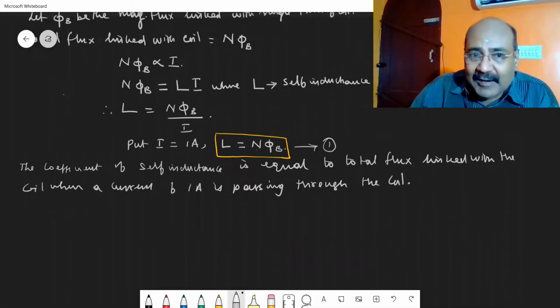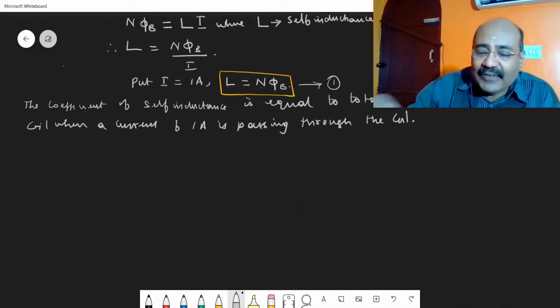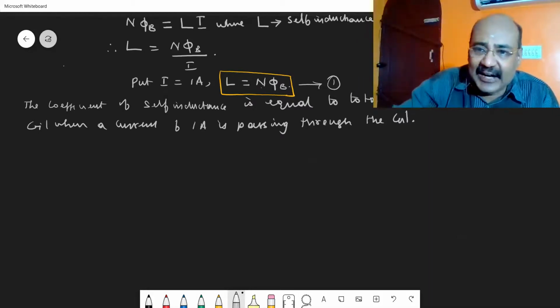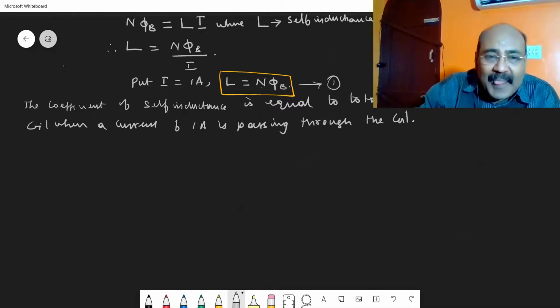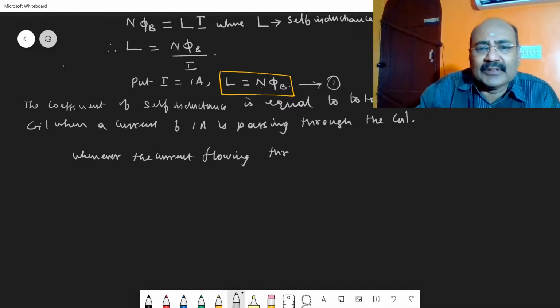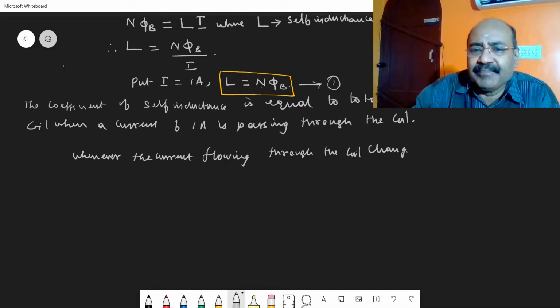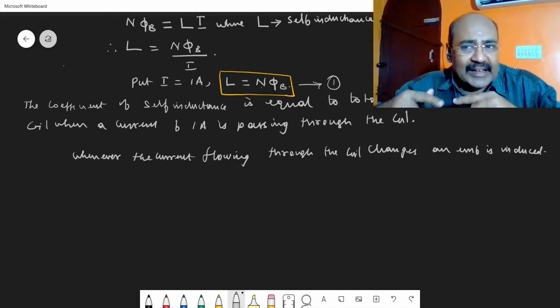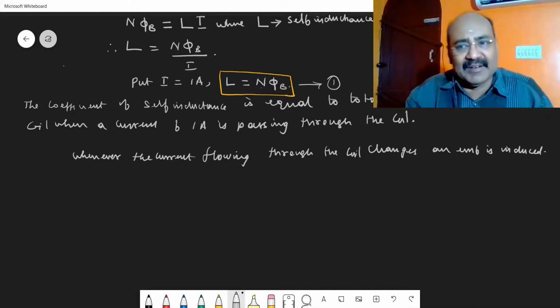One more definition is available with the help of Faraday's law. See what we have stated here. Whenever the current flowing through the coil changes, an EMF is induced. Why is an EMF induced? When the current flowing through the coil changes, the flux changes. Due to the change in flux, an EMF is induced.